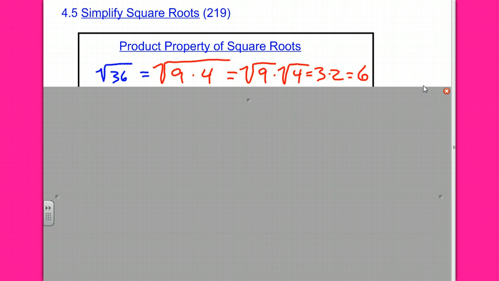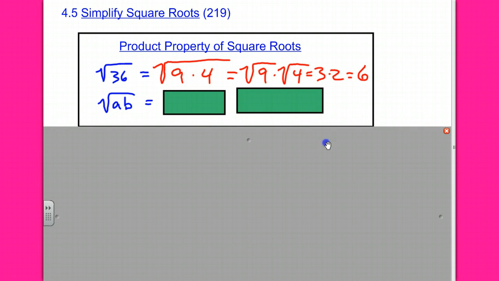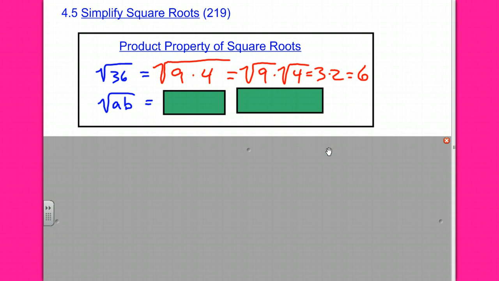So make sure you have this series down, okay? Because we are going to use this same property with variable expressions, okay? So make sure you have it down. Here it is as a rule, again.